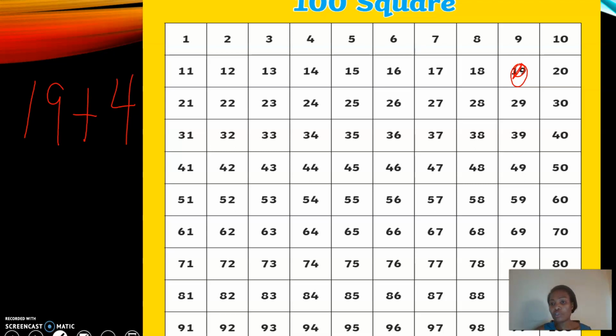Now, what you have to know is that we are counting in ones, so you cannot count in the tens column. You have to follow when you're counting in the rows in the ones, okay? So I get on 19, my next number will be 20. I cannot get to 30. Why? Because the next number after 20 is not 30. So I have to go to 21, okay? So 1, 2, 3, 4, right? So 19 plus 4 gives us what? 23.